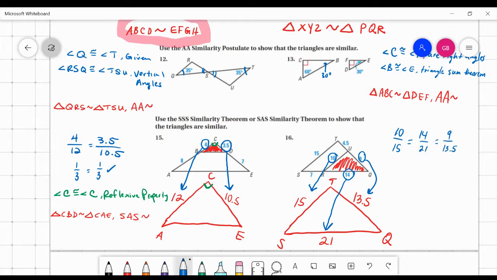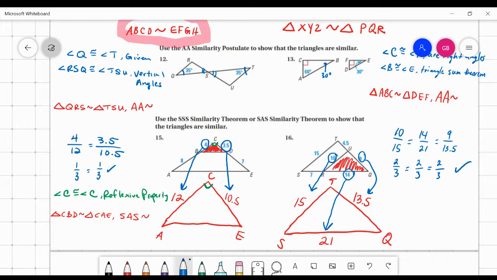All right. Now I'm going to simplify these fractions here. 10 over 15, I could divide top and bottom by 5 to get 2 over 3. 14 over 21, I could divide top and bottom by 7 to get 2 over 7. I'm sorry, that should have been 2 over 3. 14 over 21 is 2 over 3. And then 9 over 13.5, you could divide by 4.5. 4.5 goes into 9 two times, and 4.5 goes into 13.5 three times.